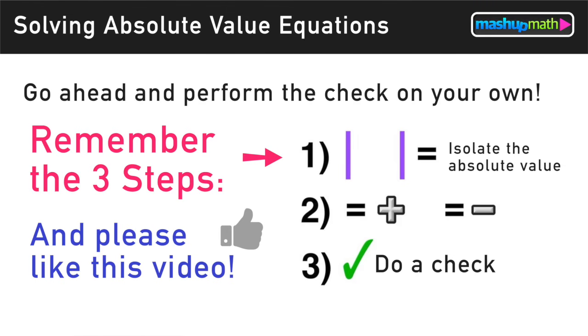So we're going to go ahead and entrust you to perform that check on your own. Make sure that those two solutions work. And we'll leave you with a quick visual way to remember the steps for solving absolute value equations. First, you have to isolate the absolute value portion of the equation, then set it equal to both the positive and negative value without the absolute value bars, and finally, you have to perform a check.